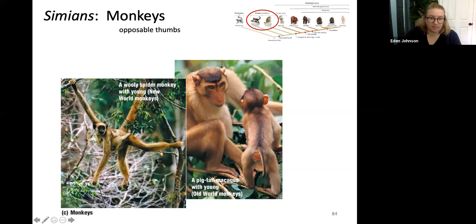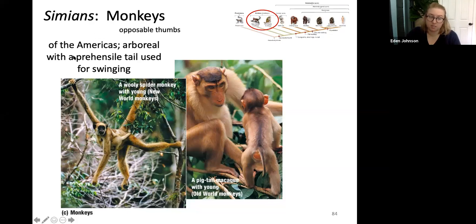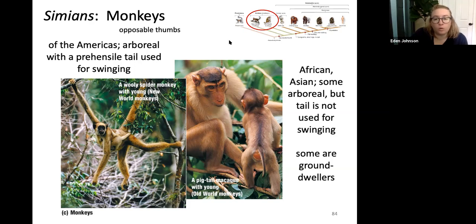So you have these monkeys, specifically New World monkeys, which are of the Americas, so North and South America. They're arboreal with these prehensile tails that they use for swinging. So they're able to grasp objects with their tails and use them for swinging for their locomotion, as opposed to these Old World monkeys, which do not have these long prehensile tails, okay? Some are arboreal, but mostly they're going to be ground dwellers, okay? And again, these Old World monkeys, they're from Africa and Asia.